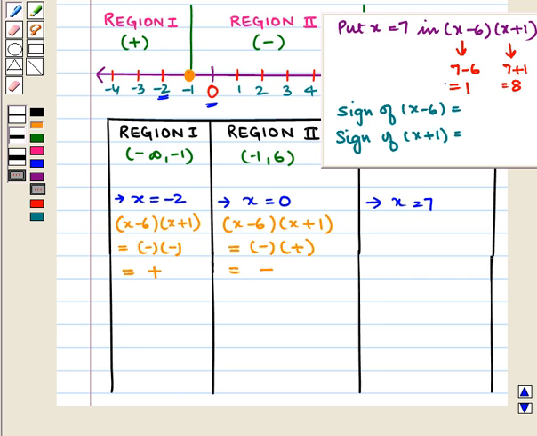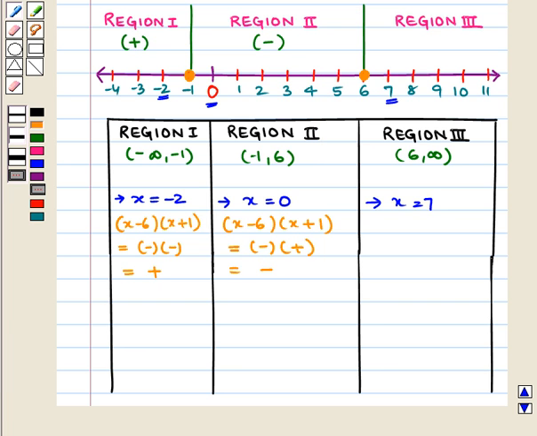So, sign of x - 6 is plus when we put x = 7 in this factor, and sign of x + 1 is also plus when we put x = 7 in this factor. So, sign of the product (x - 6)(x + 1) is equal to plus into plus, which is equal to plus. So we write plus sign on the number line for this region.